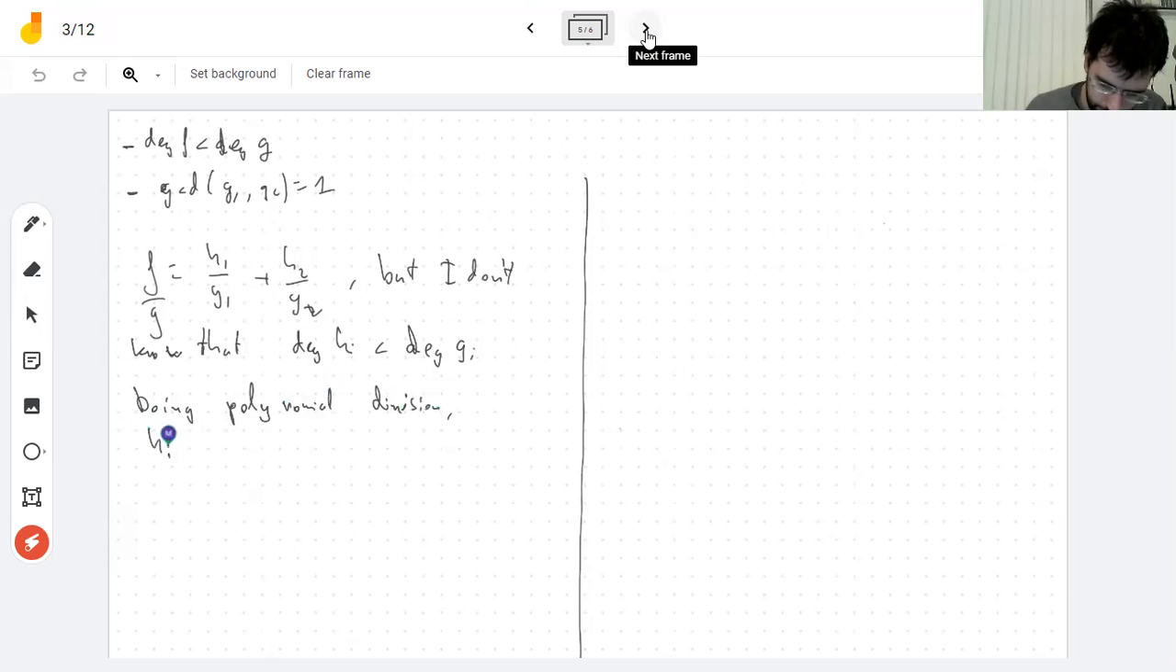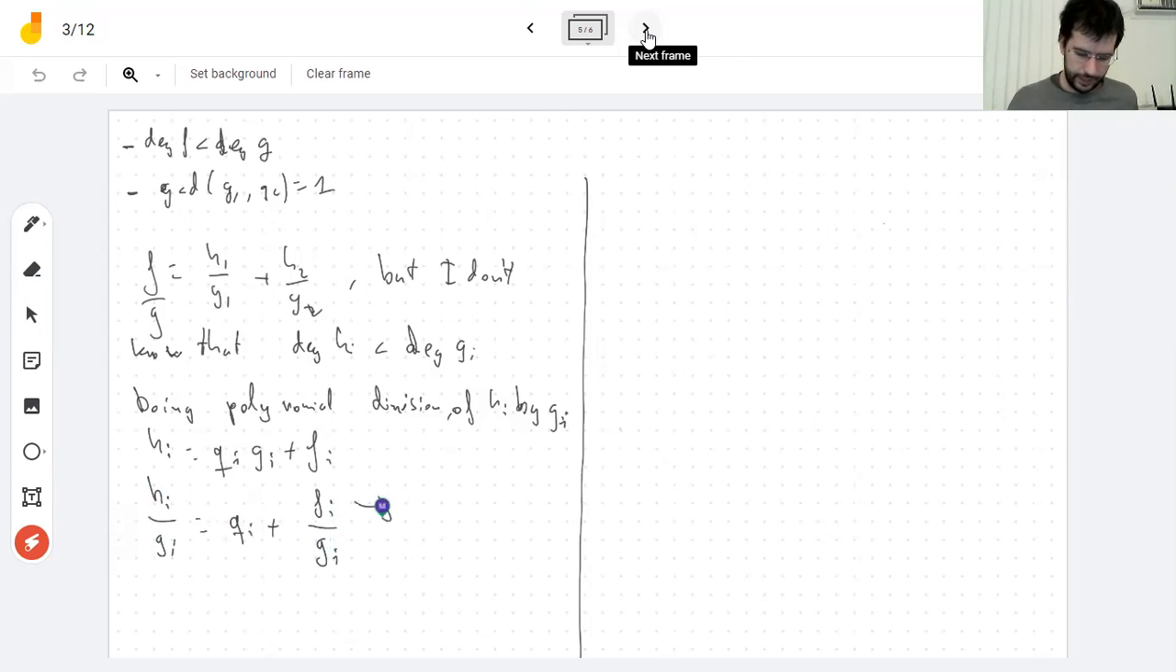So we divide Hi by Gi, so Hi means H1 or H2, and Gi means G1 or G2. You divide each numerator by each denominator, you have a quotient, which I'm going to call Q, and a remainder, which I'm going to call F. And this means that Hi divided by Gi is a polynomial plus the fraction that I want now, where the degree of each F is smaller than the degree of each G.